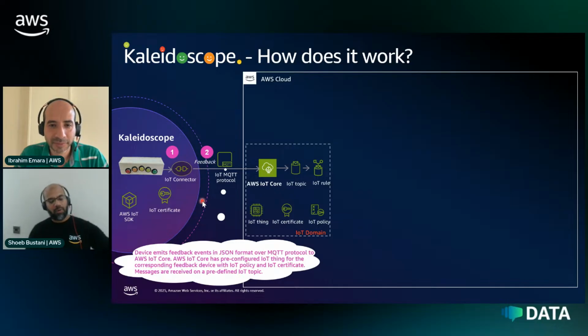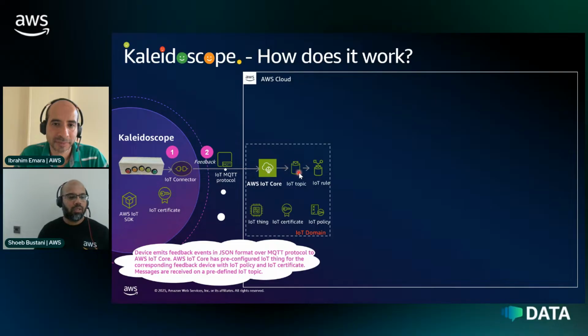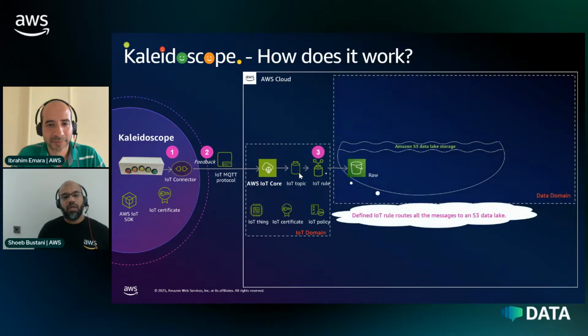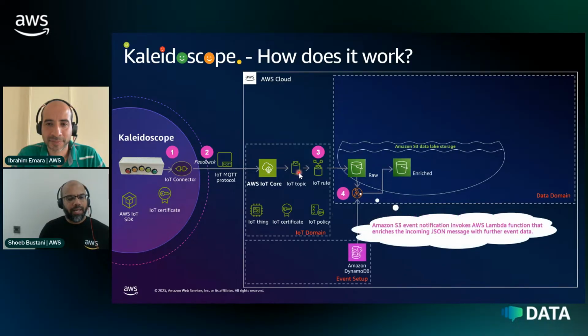As part of the configuration, it also downloads the MQTT topic it needs to send the data to. This is all downloaded in the previous step, and then the message is sent out to a topic, and there you have the IoT rule defined, which routes all the incoming messages on that particular topic to a particular S3 bucket. This is where the Amazon S3 data lake comes into play. Then we make use of S3 event notification, which invokes a Lambda function because you want to do further enrichment of the message.